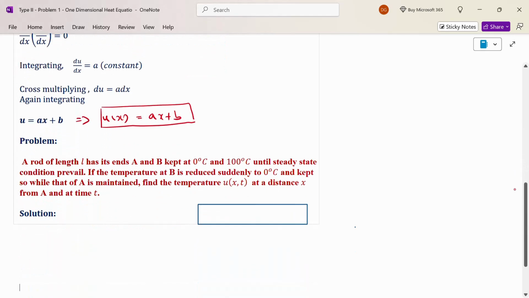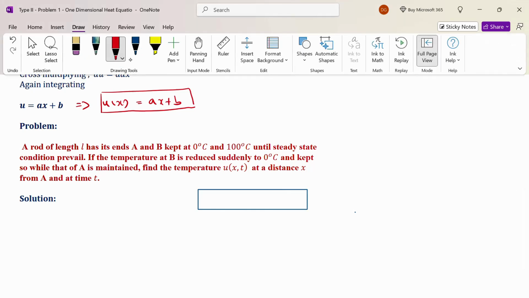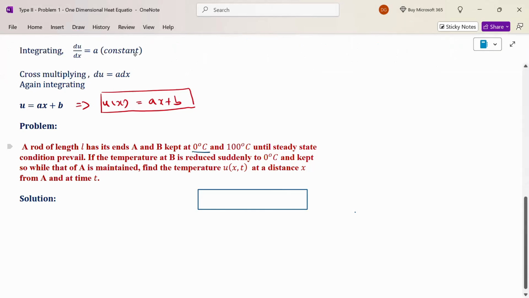Now we are going to discuss the problem. A rod of length L has its ends A and B kept at temperature 0 degree Celsius and 100 degree Celsius until steady state condition prevails. If the temperature at B is reduced suddenly to 0 degree Celsius and kept so while that of A is maintained, find the temperature u of x comma t at a distance x from A and at time t.